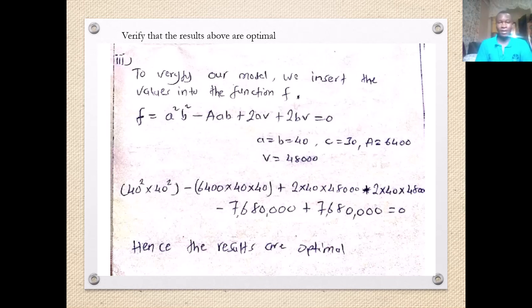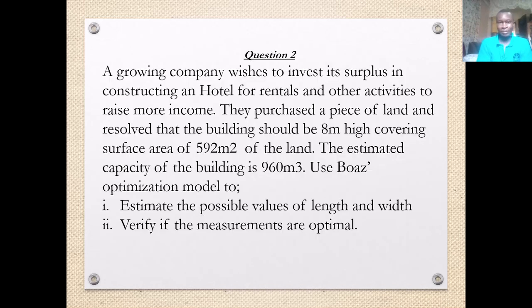Let's look at another example now for the case of a closed system. This one is also a growing company who wishes to invest its surplus. They have made some surplus, which is profit, and because they are still growing, they want to invest this surplus into constructing a hotel for rentals and other activities to raise more income.